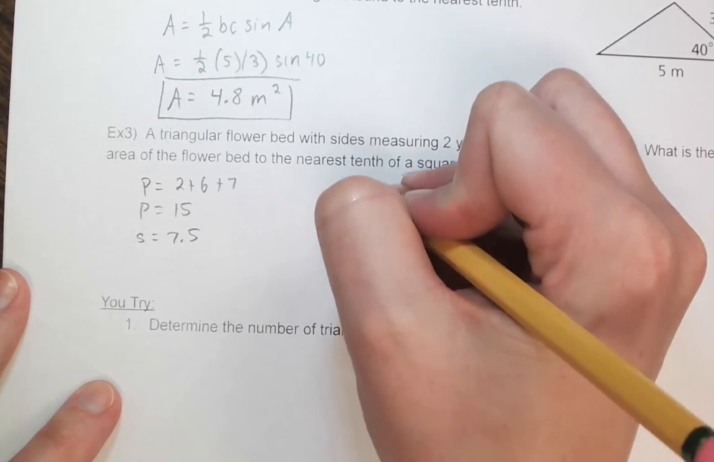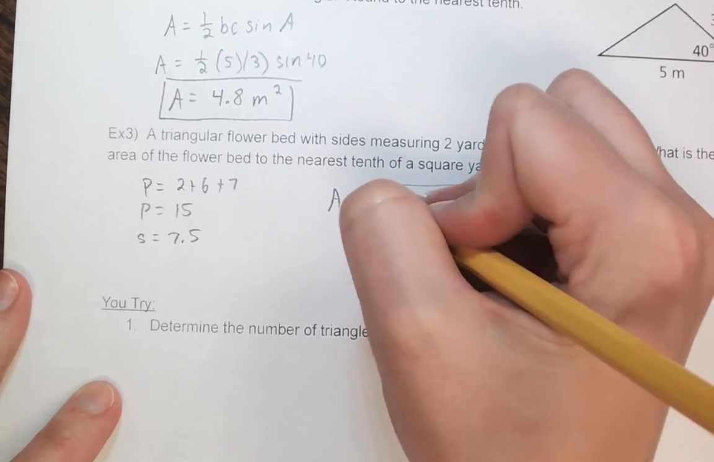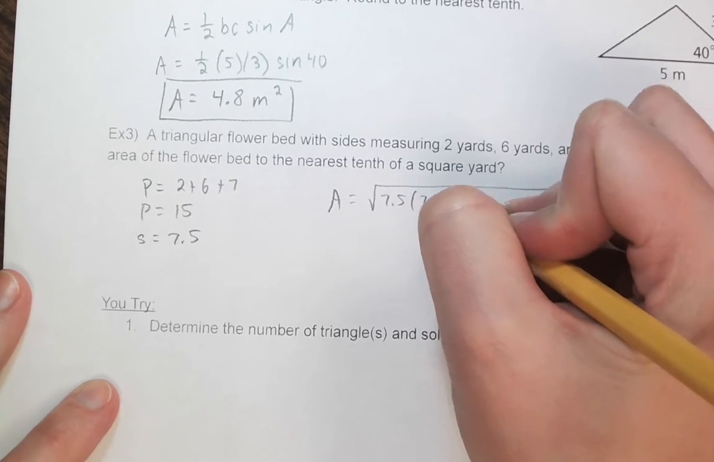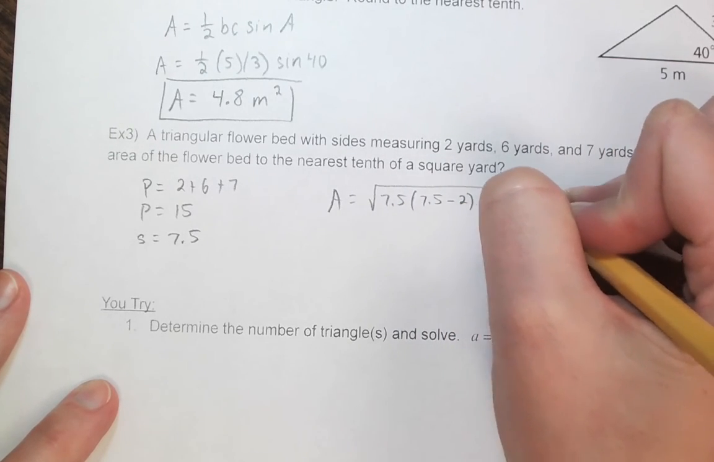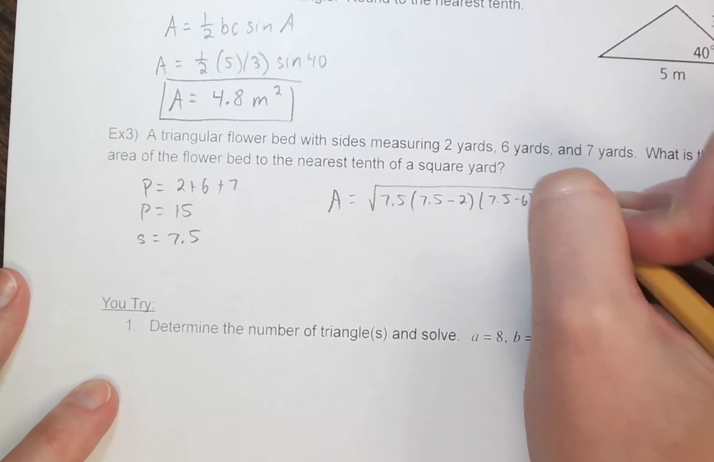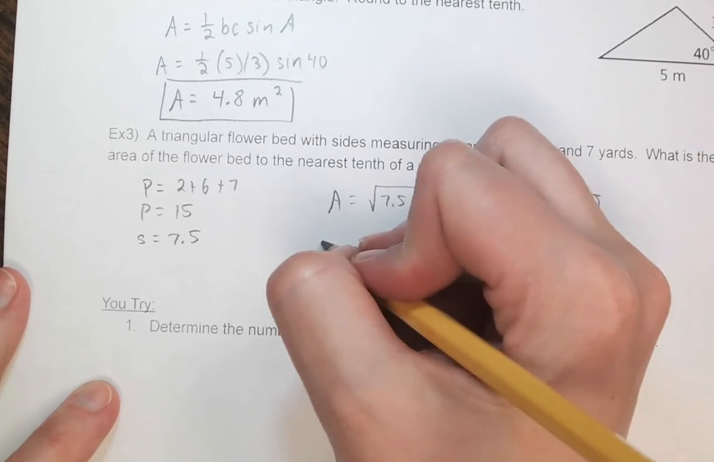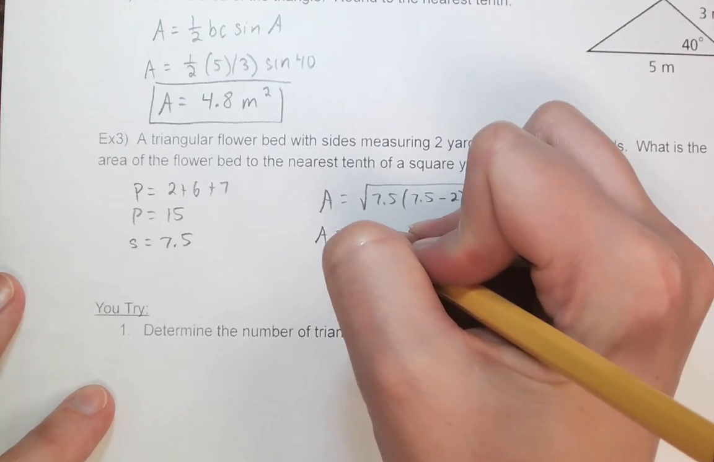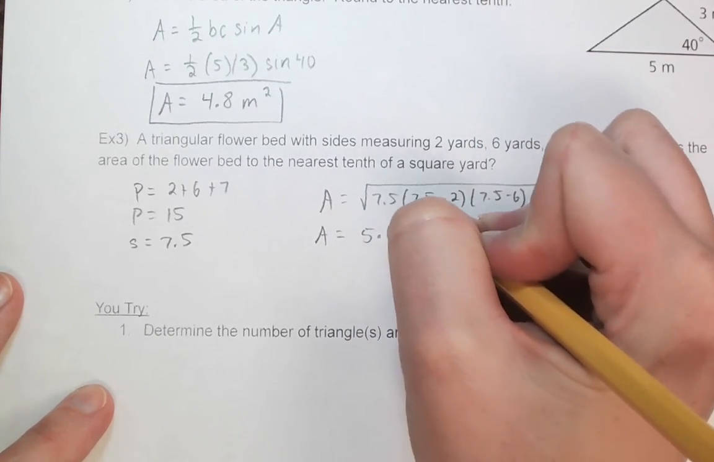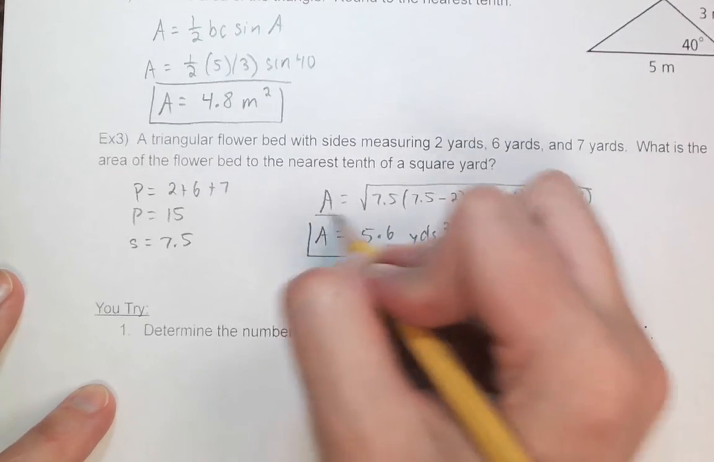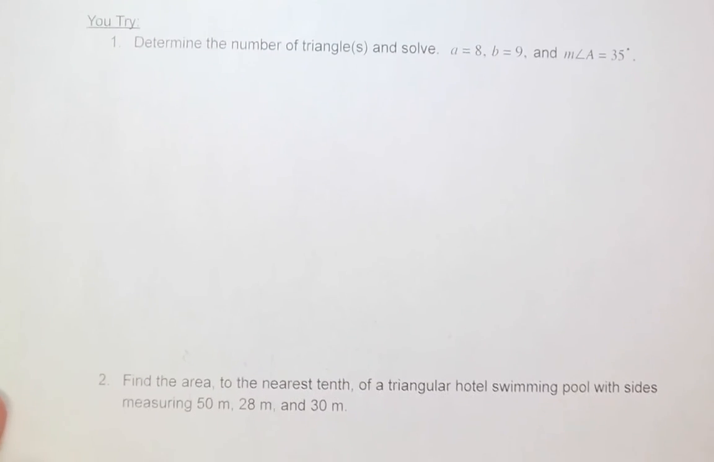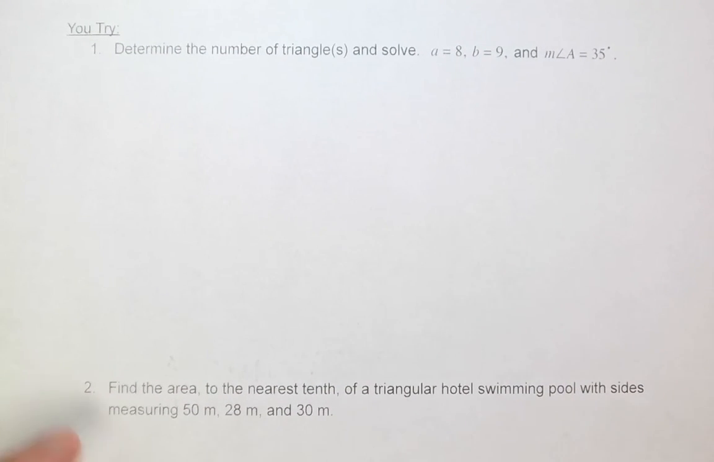And then I am just going to plug it all in. So I have S times, and then it is S minus each of those side lengths. And that's all under one big square root. If you type that into the calculator, it gives you an area of 5.6 square yards. Whew. All right. So the last two, you're doing one of the triangle ones like on the front, and then number 2 is an area problem just like example 3.